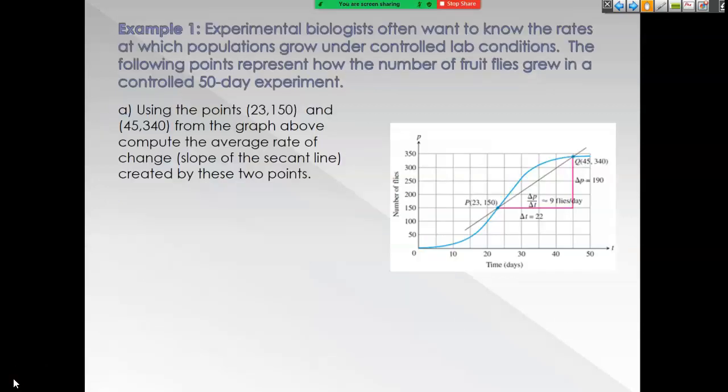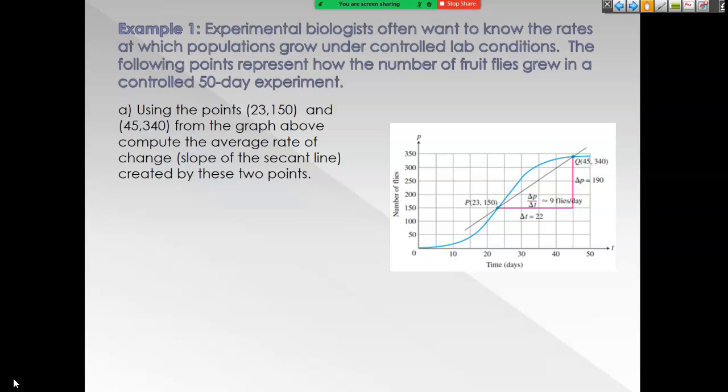All right, so a biologist would use this type of activity to look at rates of change of population under controlled conditions in a lab. We could use this with fruit flies. Fruit flies are like those obnoxious little things that you might see one and then all of a sudden there's like 100.